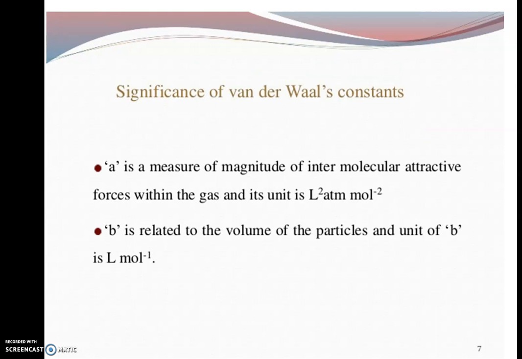What is the significance of the Van der Waals constants? a is a measure of the magnitude of the intermolecular attractive force within the gas, and b is related to the volume of the particles. These are the correction terms added by Van der Waals. You have to study only an elementary idea of these things.